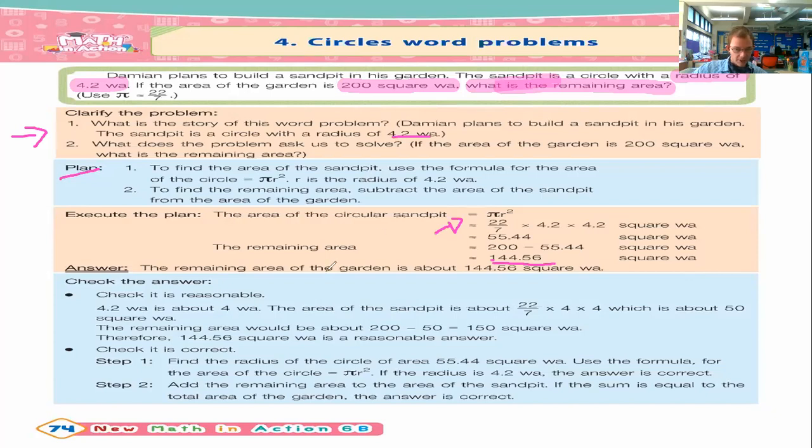So what will we then do? The remaining area, we end up with 55.44 square. So what's the remaining area? It is the original 200 minus the new area that we calculated, to give 114. Okay, but this is just a quick example.